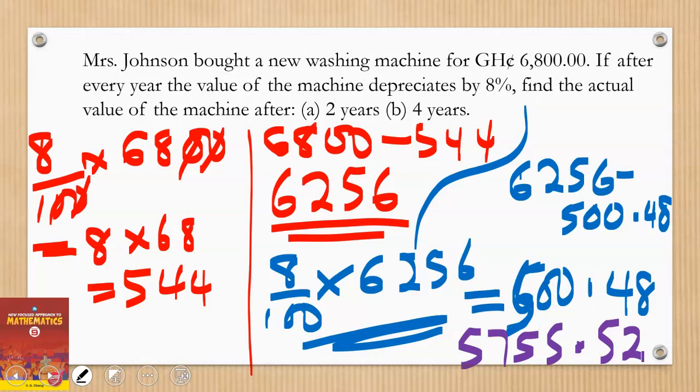After using the washing machine for 2 years, this will be the value. Now, I want you to go ahead and do it for 4 years systematically and see if you get the answer that is being provided in the book.